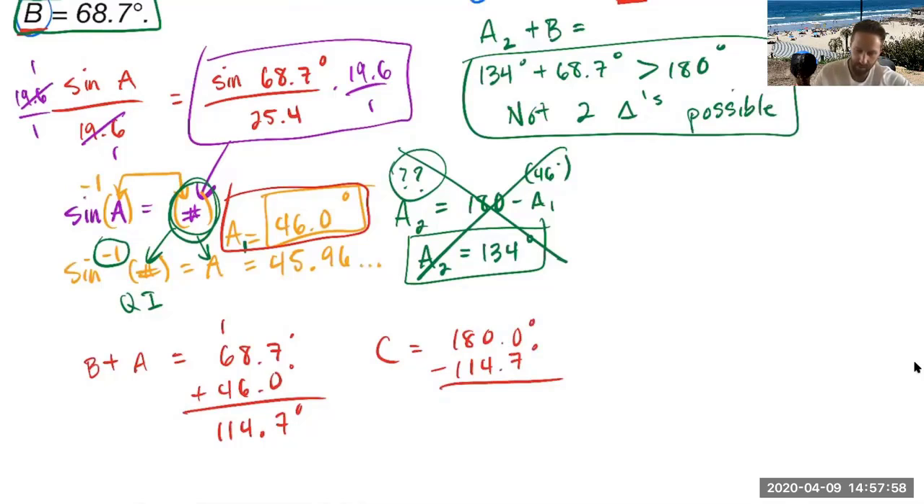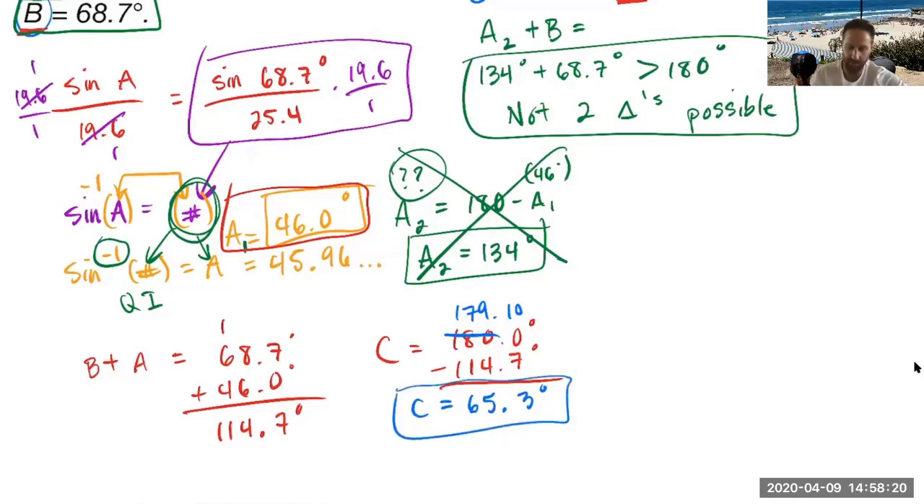And we got to do a bit of borrowing, or you can subtract in reverse order like I've shown you a couple times. Either way, you should get this 65.3 for angle C.